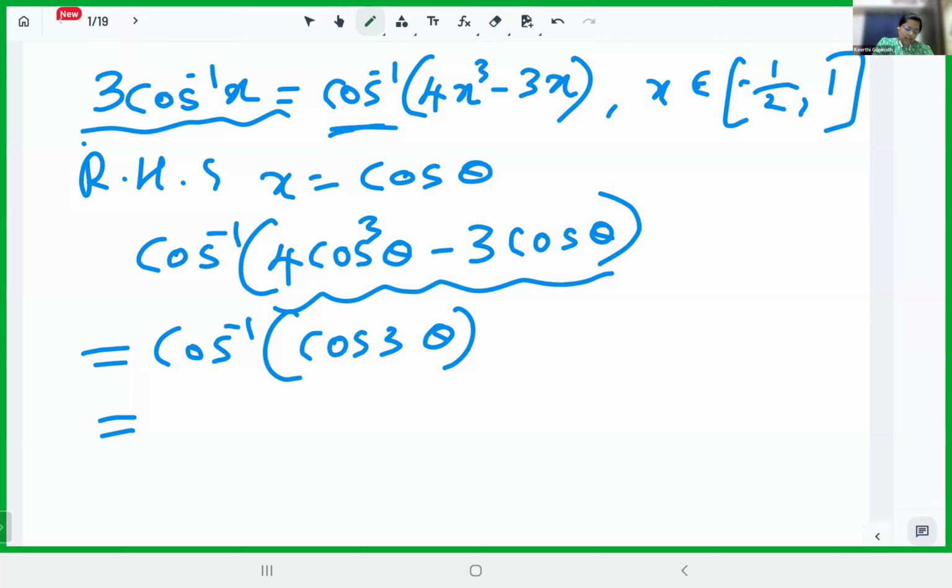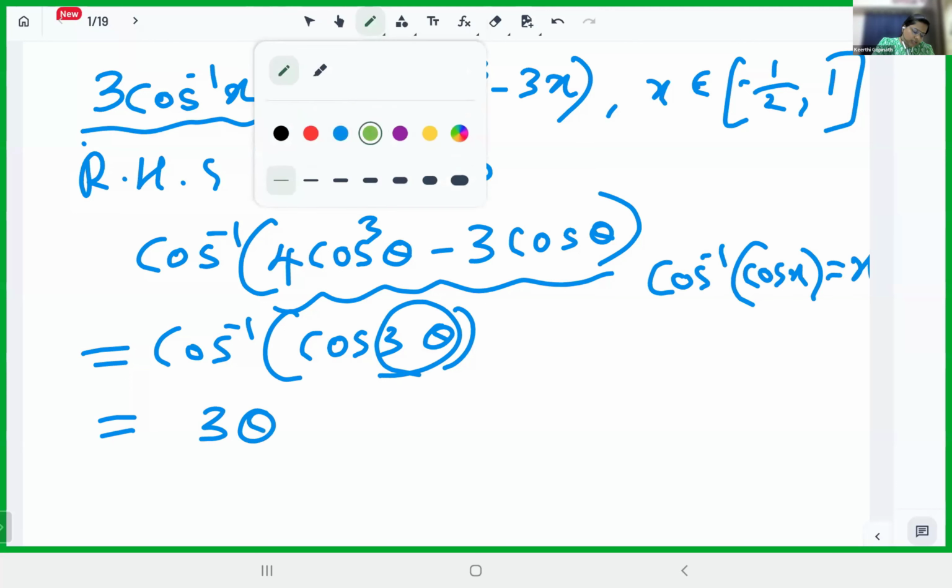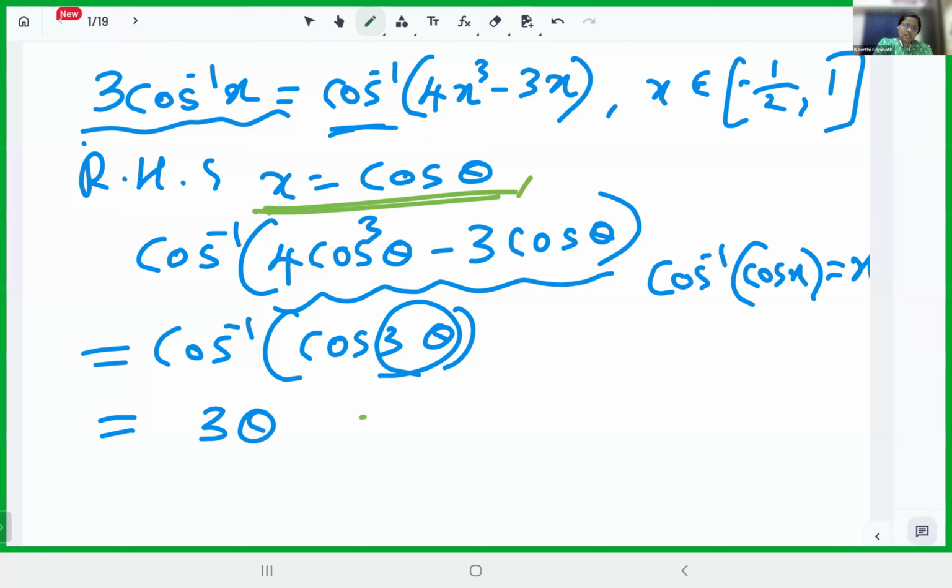So, this again we can apply the property of inverse, that is cos inverse of cos x is equal to x. Here, in terms of x, it is 3 theta. So cos inverse of cos 3 theta will become 3 theta. And we have substituted x as cos theta, right? From this, you can write theta is equal to cos inverse x. So instead of theta, I'm writing 3 cos inverse x.